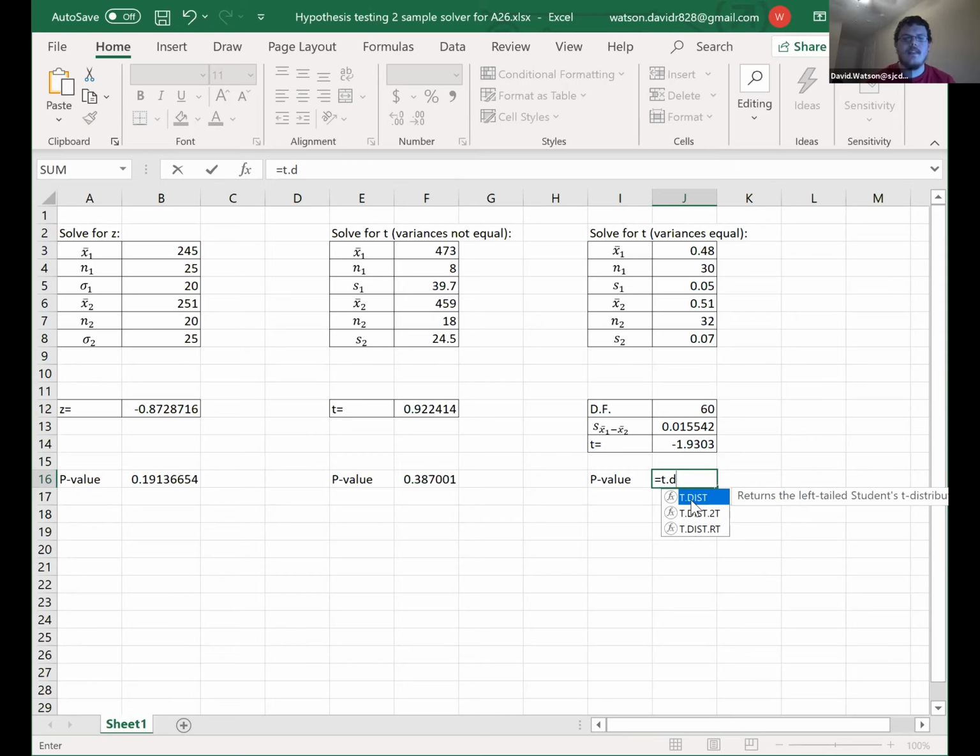All right, so that's the one we want. Our t is that. Our degrees of freedom, again, it's already calculated, so it's right there for you, and cumulative is true. And we get that our p-value is 0.0292.